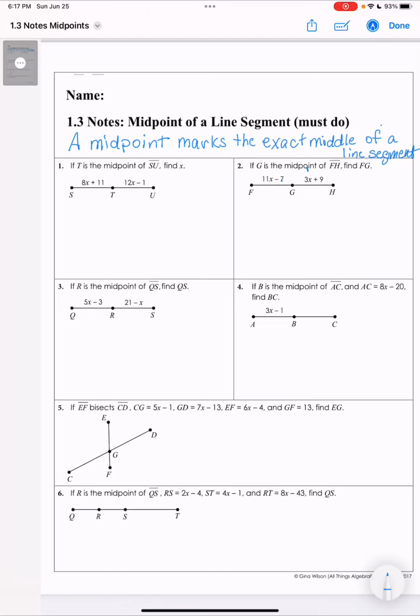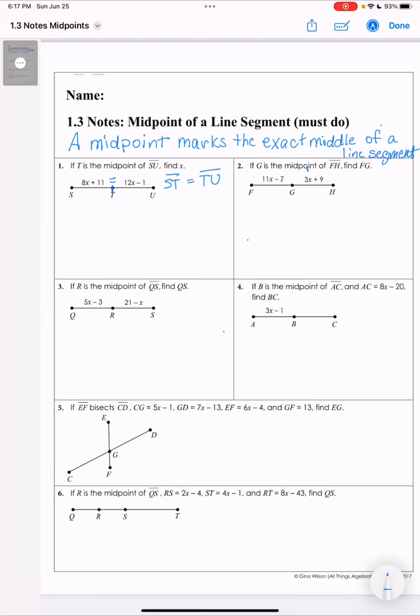So what that means is if T here is the midpoint of line segment SU, then T right here in the middle splits these two things up into two equal parts. So ST is going to equal TU. So we can set these two measurements equal, because that's the exact middle, the midpoint, the point in the middle.